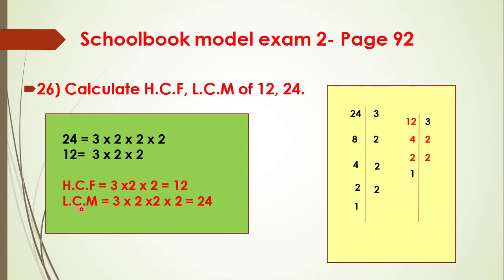Now let's calculate the lowest common multiple. I'll take only one from each column, common or not common. So here I'll take 3, 2, 2, and another 2. 3 times 8 equals 24. So the highest common factor is 12. The lowest common multiple is 24.